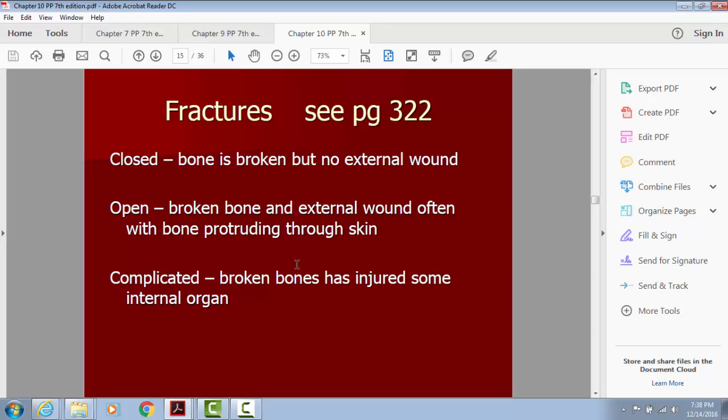A complicated fracture then is when a broken bone has injured some internal organ, and so typically we see rib fractures that puncture a lung or sometimes can lacerate the liver in the right upper quadrant.